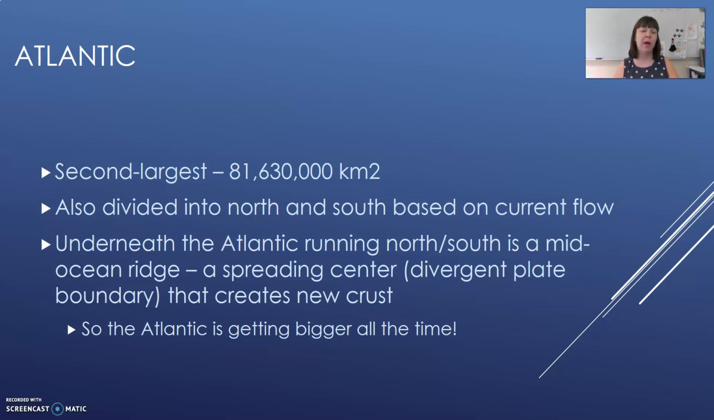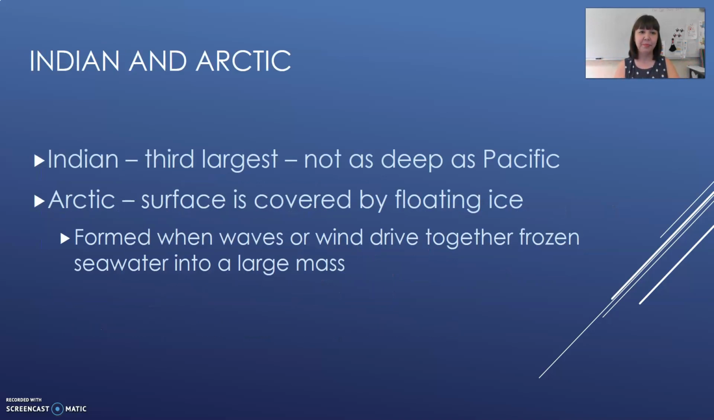We talked a little bit about the Atlantic Ocean already when we talked about the geosphere. In the middle of the Atlantic Ocean, you've got this north-south mid-ocean ridge, which is a spreading center. So actually that Atlantic Ocean is getting bigger all the time, while the Pacific is getting smaller all the time.